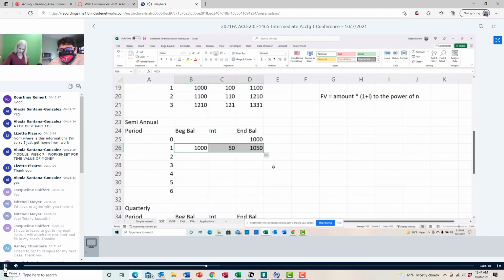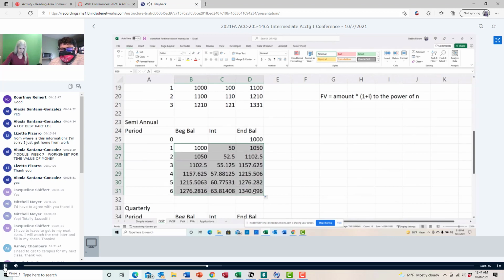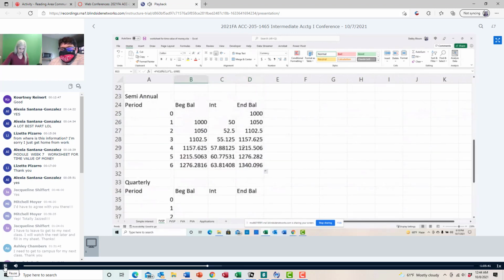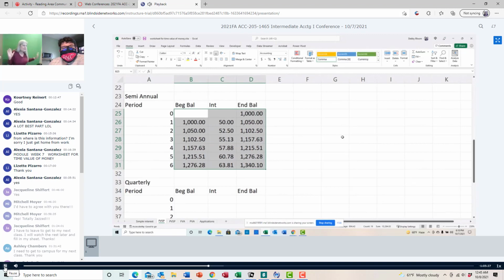And now watch how cool this is. Once I get the fill handle, because I have these numbers over here, Excel knows to go down to period 6. So I just double click the fill handle, and we get 1340.10. And if you want it to look all nice and even, I can select all this, and if you're on the Home tab in the number group, just click the icon that looks like a comma. And now it's all nice and even for us accountants. Isn't that nice?